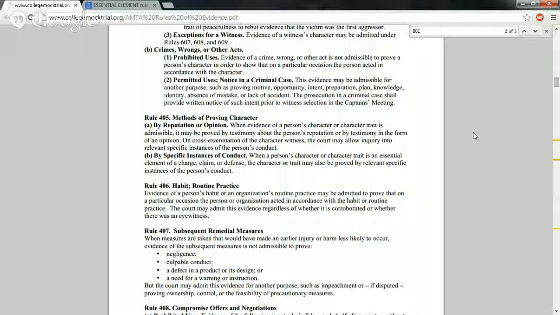Namely, character traits that are essential elements of the charge, claim, or defense, even if specific instances of conduct could lead the jury to be prejudiced in evaluating a specific instance, this type of character evidence is so important that that prejudice can be ignored and specific instances of conduct can be used anyway. The second purpose is listed in 405(a) as a response to a general opinion that's being elicited. So that's the theory.